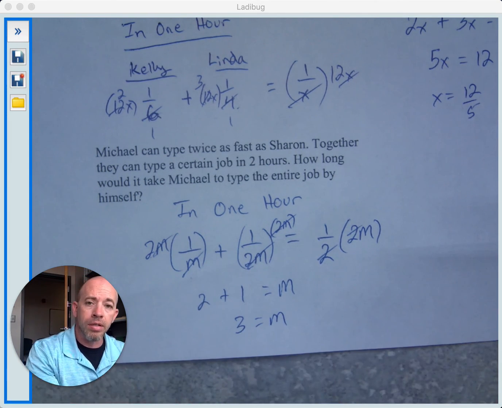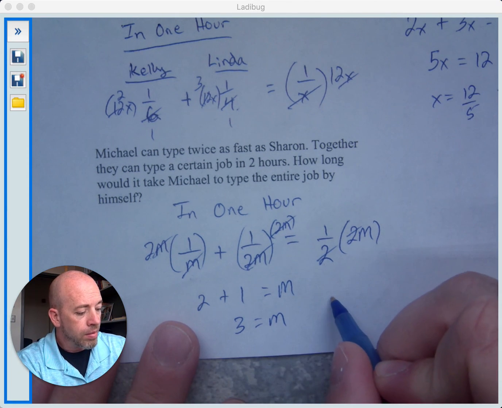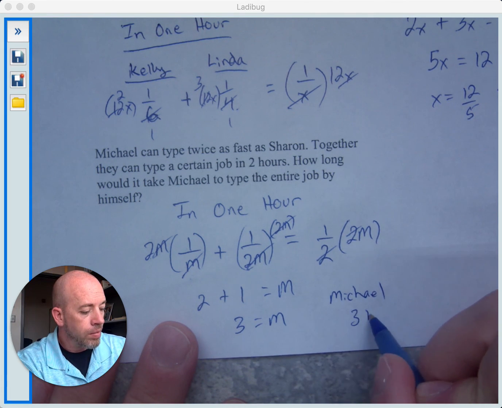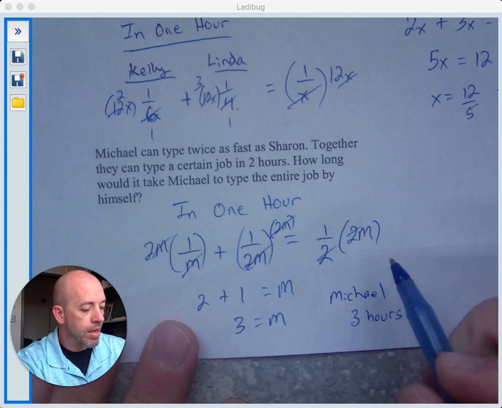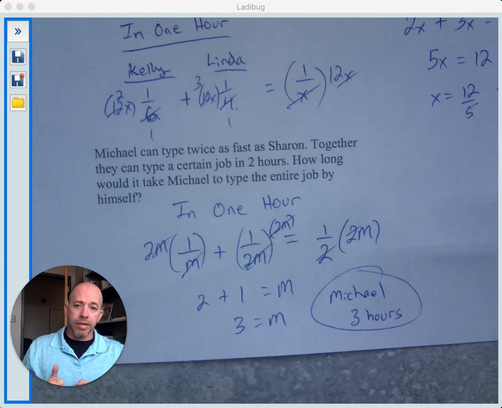That means Michael can do the job in 3 hours. Michael can do the job by himself in 3 hours. So if you wanted to know about Sharon, it takes her twice as long. It would take her 6 hours. And together, it would only take them 2.